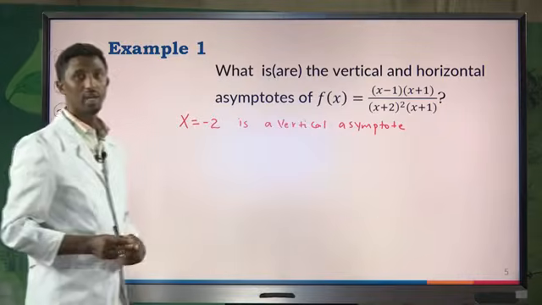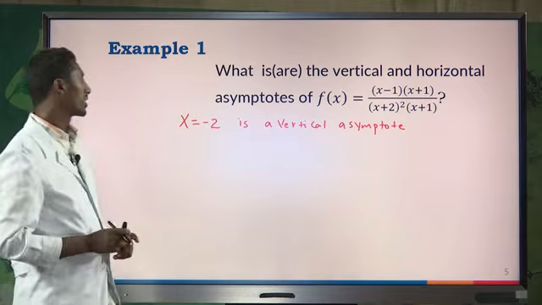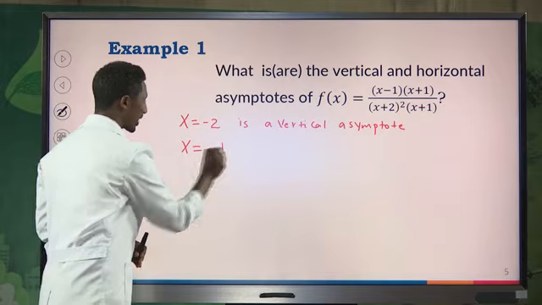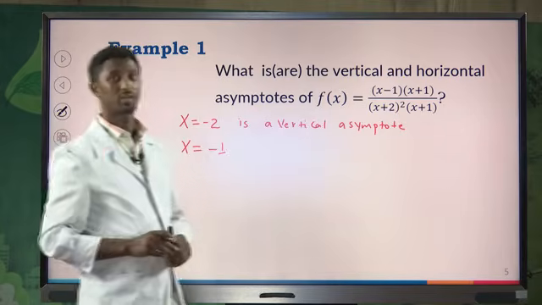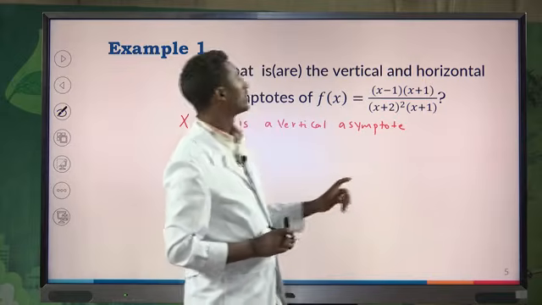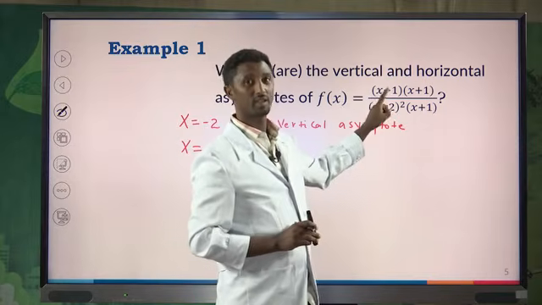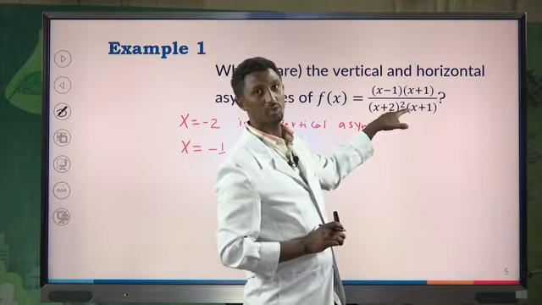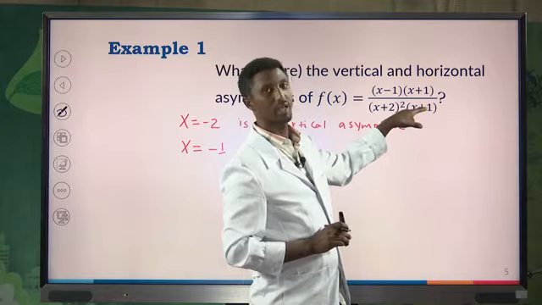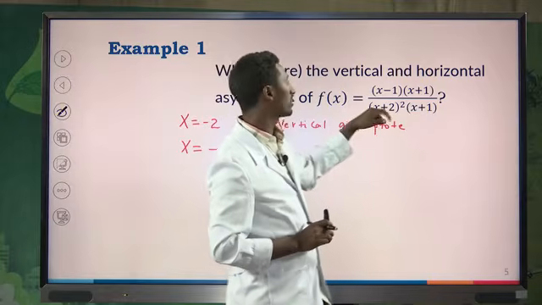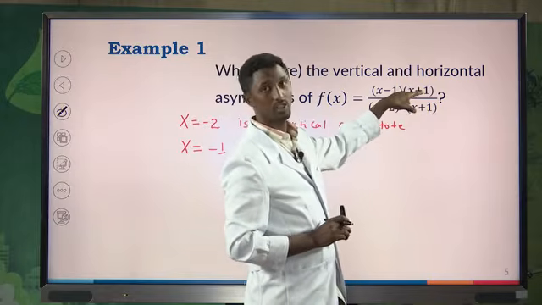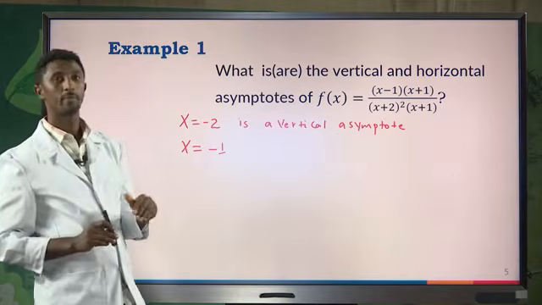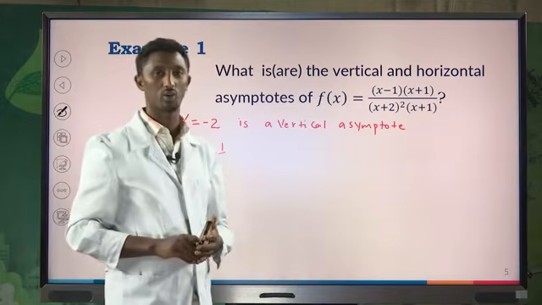And the other number that makes the denominator 0 is x equals minus 1. It makes the denominator equal to 0, and it must make the numerator different from 0 to be a vertical asymptote. But if we substitute here, minus 1 plus 1 is 0, that makes the denominator 0, and minus 1 plus 1 is also equal to 0. So x equals minus 1 makes both the denominator and the numerator equal to 0.